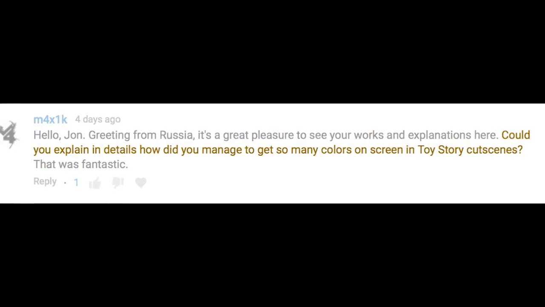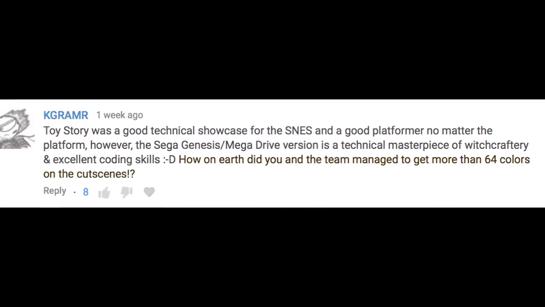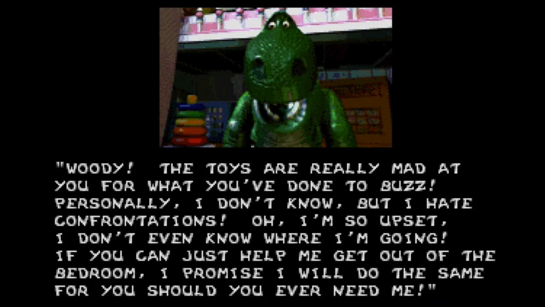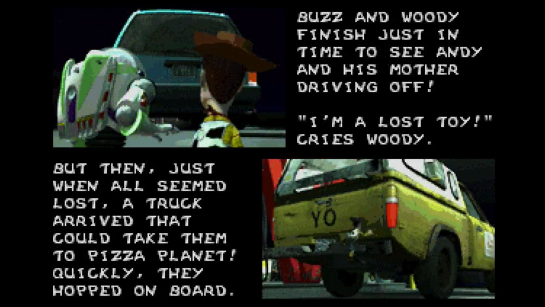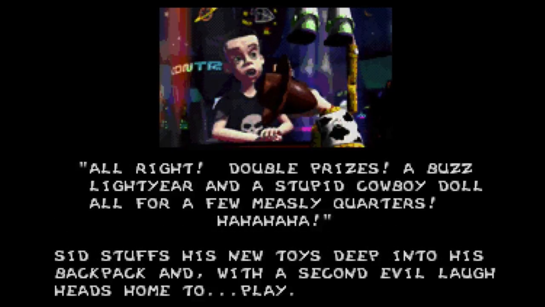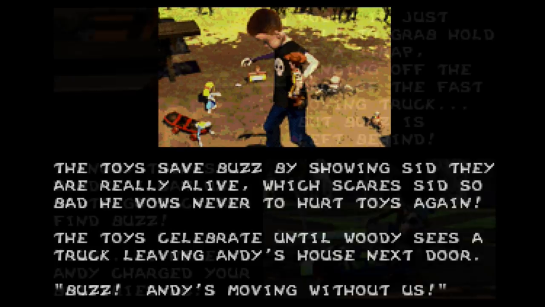I noticed in the comments that a few of you were asking how we managed to get such colourful images for the storytelling sections in Toy Story on the Sega Genesis. As Toy Story was a revolutionary movie at the time, we felt it was really important to represent the amazing imagery of the film as clearly as possible in the game. So to do that, we needed to find a solution to provide as many colours as possible for each image.